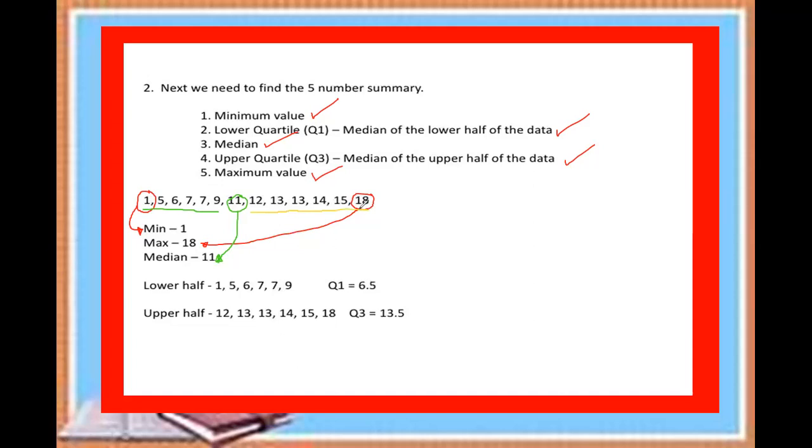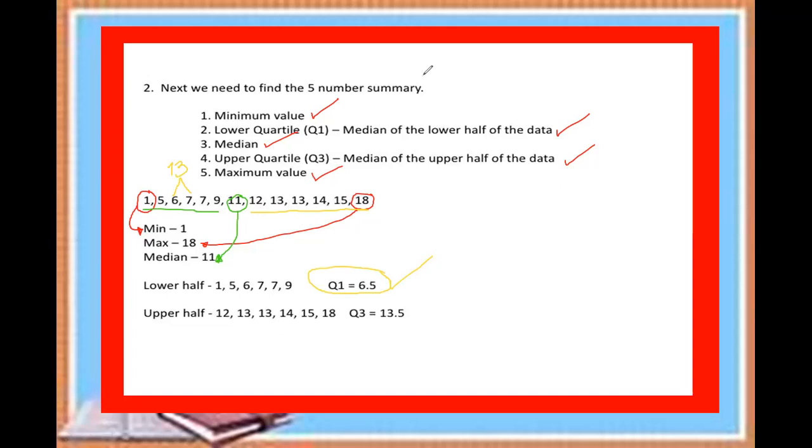Now, to get the quartile 1 or the first quartile, we get also the median of the lower half. So 1, 5, 6, 7, 7, and 9. There are 6 data in the lower half, so the median is between 6 and 7, which is equivalent to 13. And 13 divided by 2, you get the first quartile equivalent to 6.5.